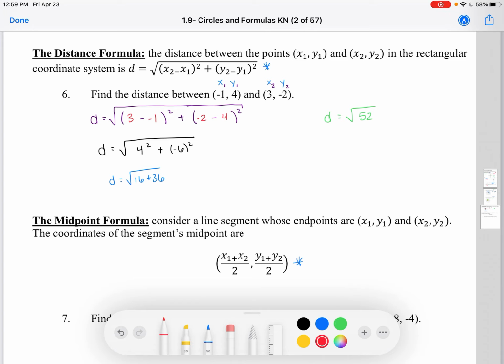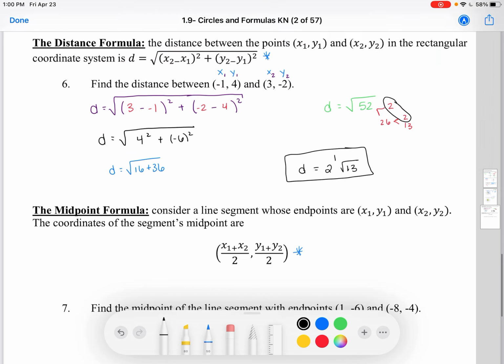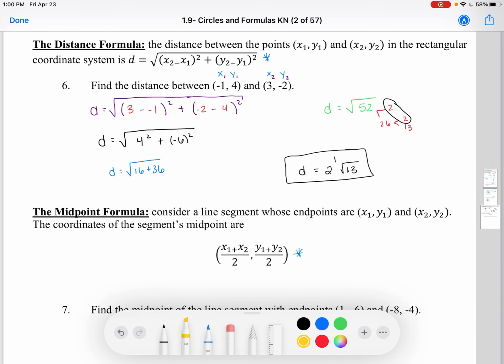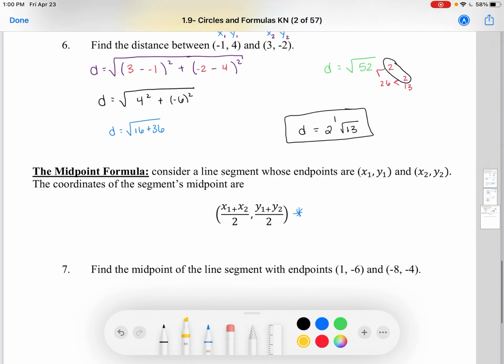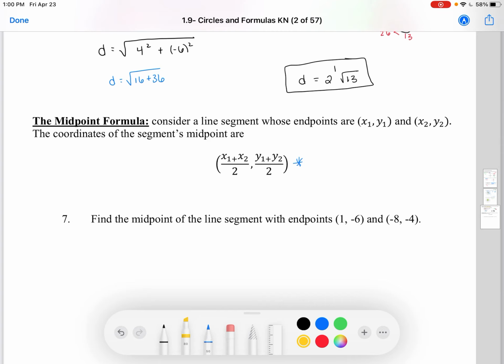And then, remembering anything with the square root, we're going to take the time to break it down. 2 and 26, 2 and 13. Can't go any further, but I can pull out a group of 2's. One group of 2 with the 13 still remaining. And that is the distance between those 2 points. Again, that formula, the distance formula, we will need to have memorized for our test. And then there's the midpoint formula. Also needs to be memorized for the test.